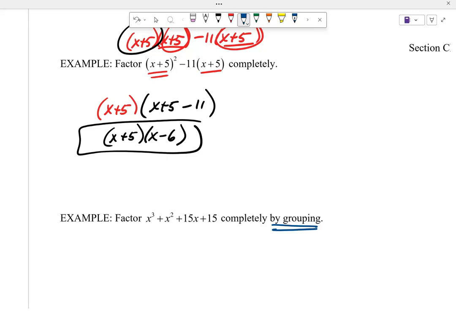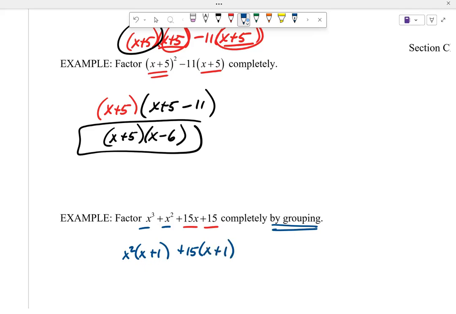What you do is you look at the first two, x cubed and x squared. What's their GCF? They both have an x squared. If I take an x squared out of those, I'd have x plus 1. Now let me look at the next two, 15x and 15. What can I factor out of those two? Hopefully you say 15.